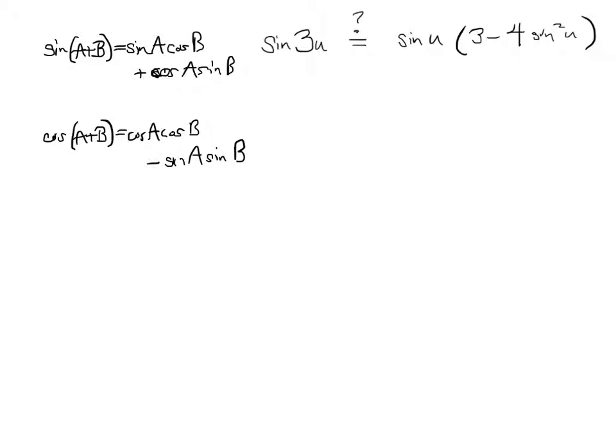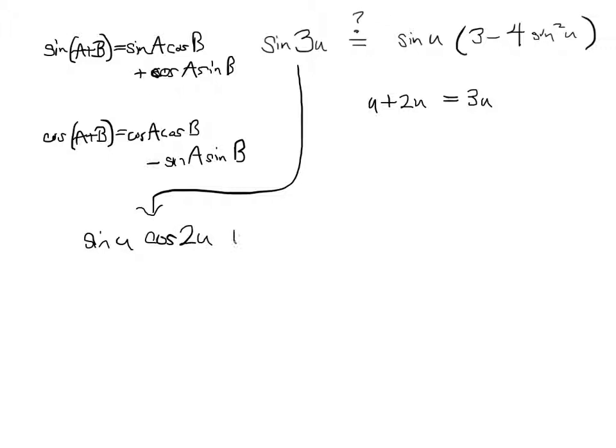It has a rhythm. And so that means we're going to take sine 3u, upon making the observation that 3u is equal to u plus 2u. We can write this as sine u cosine 2u plus sine 2u cosine u. Okay, got it.